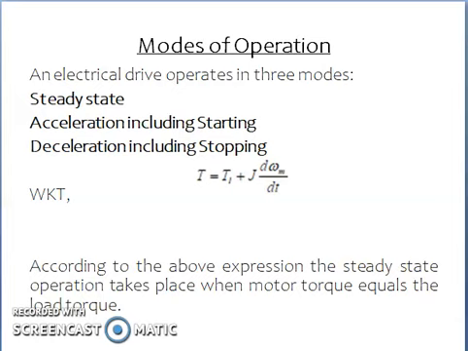The steady state operation for a given speed can be realized by adjusting the steady state motor speed torque curve such that the motor and load torques are equal at that particular speed. The change in speed can be achieved by varying the steady state motor speed torque so that motor torque equals the load torque at the new value.